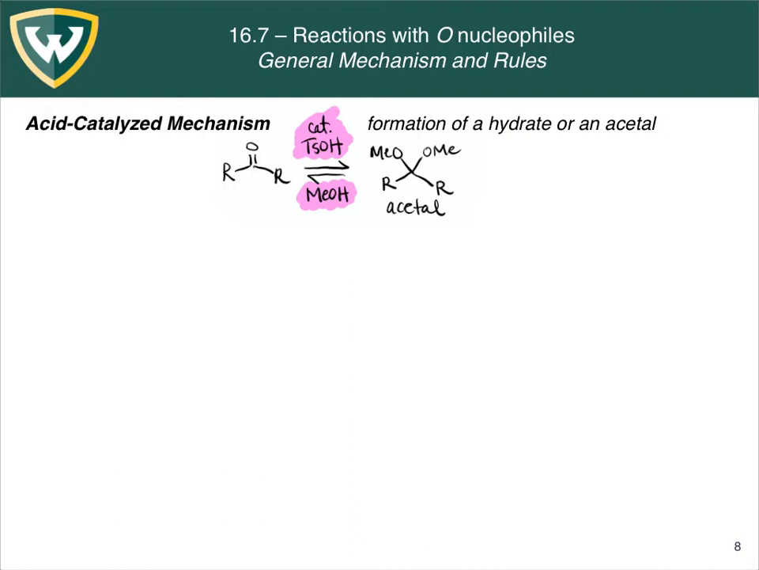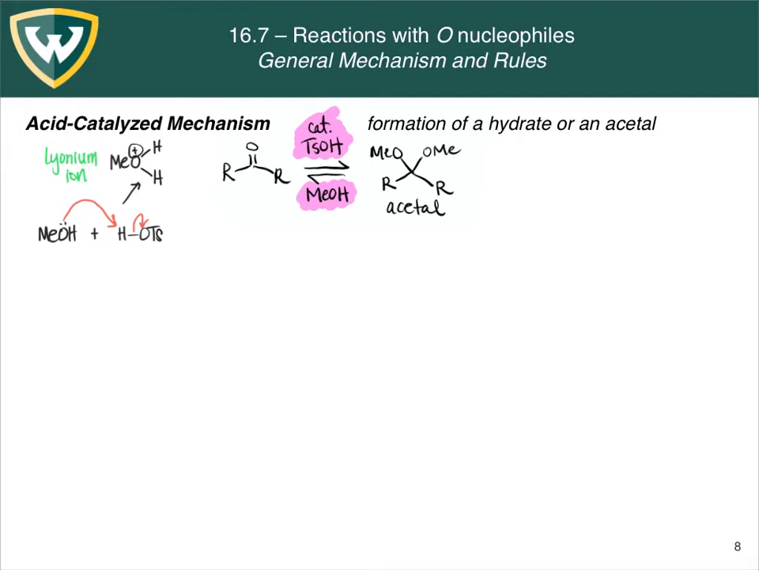So first, just like we did with water, we need to protonate methanol with our tosic acid. This will form the protonated methanol, which we call a lyonium ion. And that's a term that just means a protonated solvent molecule. So it could be any other solvent. It doesn't have to be methanol, and it would still be called a lyonium ion.